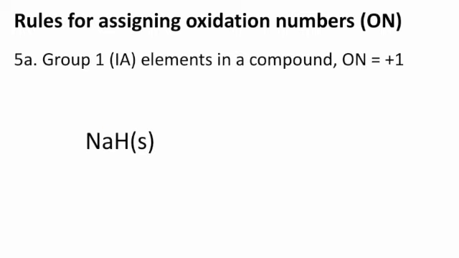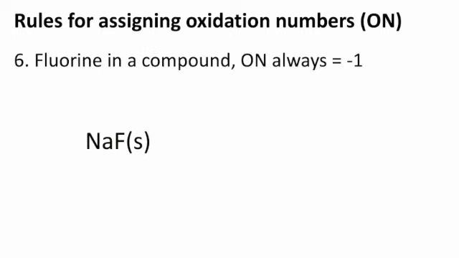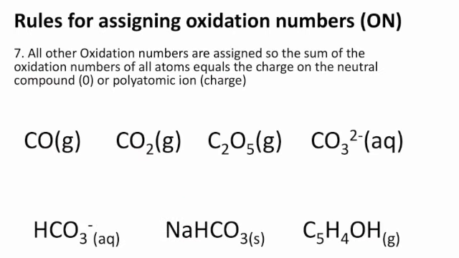Okay, keep going. Group 1A elements, in a compound, the oxidation number is +1. So sodium's in the first column on the periodic table. It's group 1, it's +1. Group 2 elements have an oxidation number of +2 when they're in a compound. And fluorine, because it has a really high electronegativity, is always -1. It steals everybody's electrons.